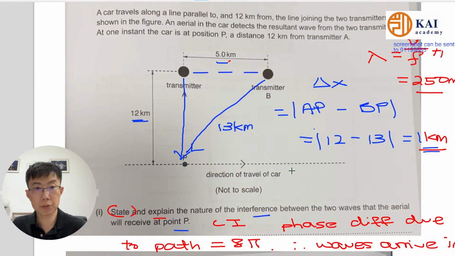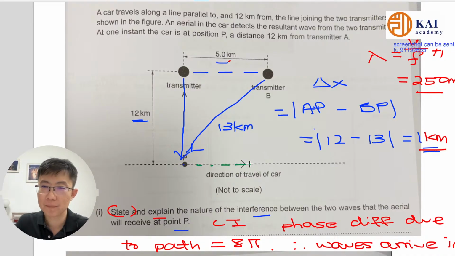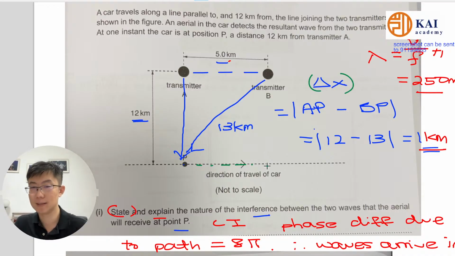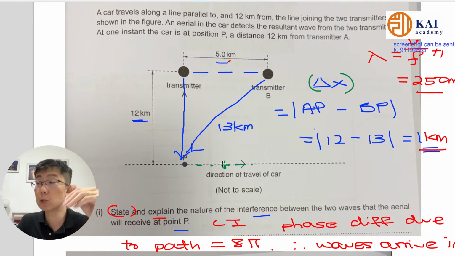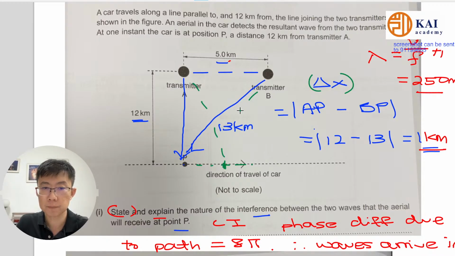If this wasn't a description question, but a 2-mark describe and explain question, then what am I going to be talking about? As the car is traveling, there will be a change in path difference. Now it is 13 minus 12, so there's a 1 km difference. But suppose the car was at a point that is equidistant from both transmitters. Over here, path difference will be 0. A path difference of 0 means a phase difference of 0, which for sure is constructive interference.